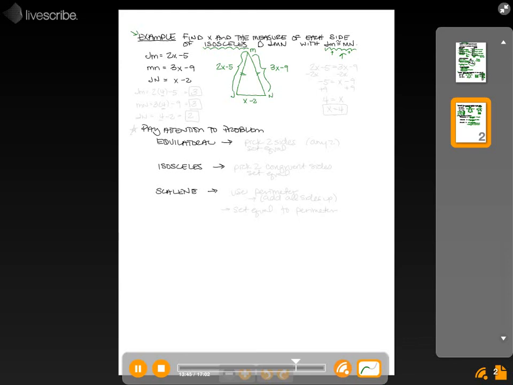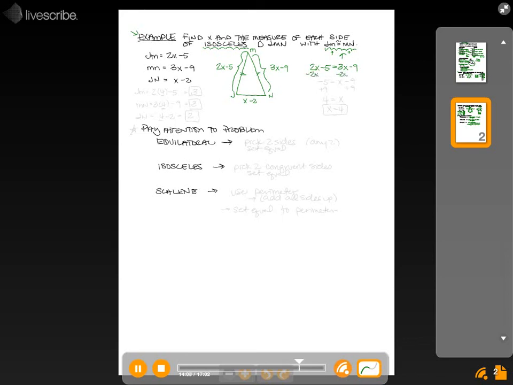Alright, now to solve this one, again, if things are congruent, we can set them equal, and it tells us in this problem which two things are congruent. So for our equation, we're going to set those two things equal to each other. Alright, so we have 2x minus 5 equals 3x minus 9. Those are the two congruent sides. And now we're going to solve it.